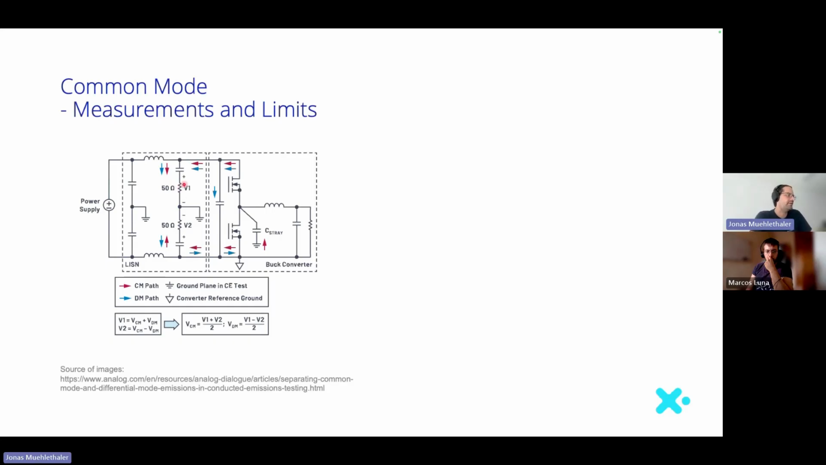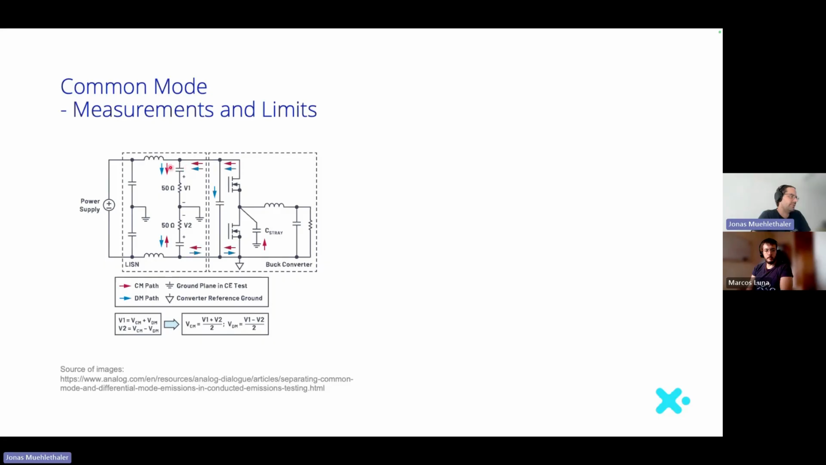Now when you think about this, if you have a common mode current, the current goes in the same direction on the positive side as on the negative side, and it will flow in this line impedance stabilization network through this center point to the ground, as well as here. So if you look at the sign convention here for the voltage 1 and voltage 2, you see if the red arrow points upwards, V2 is positive as well as V1 is positive. So the actual common mode voltage that you have there across the 50 ohm resistor is V1 plus V2 divided by 2.